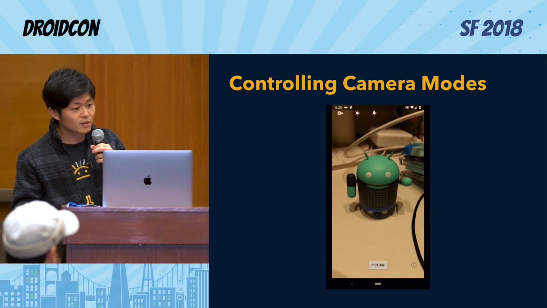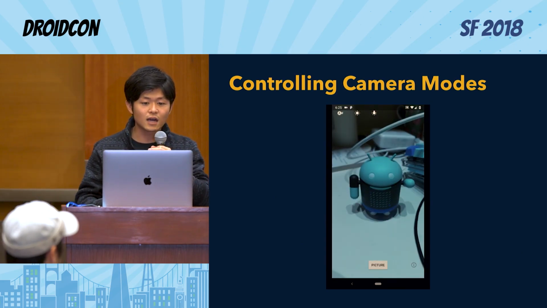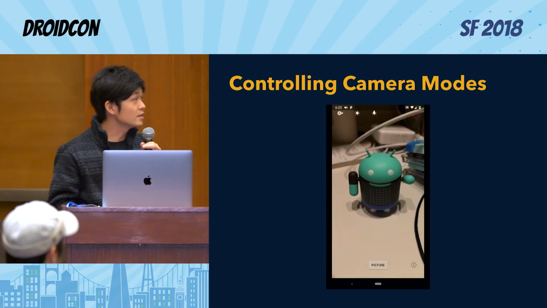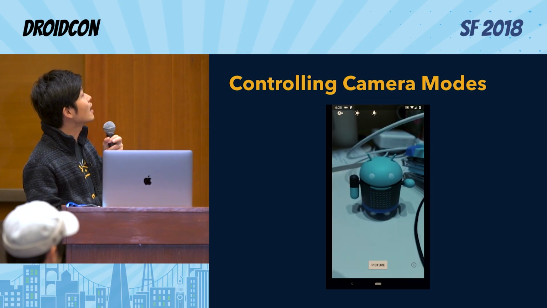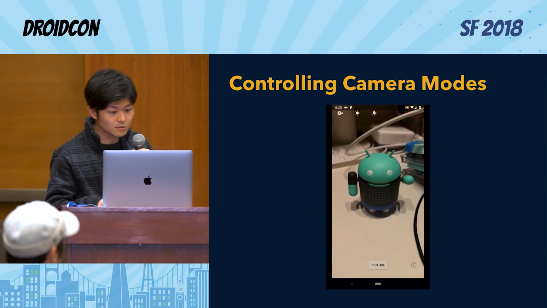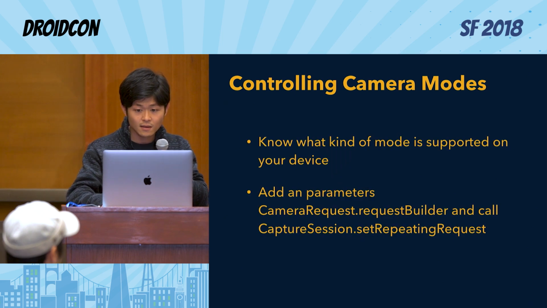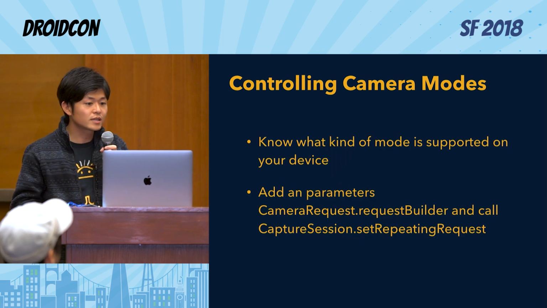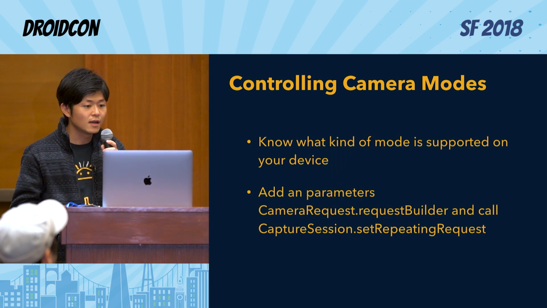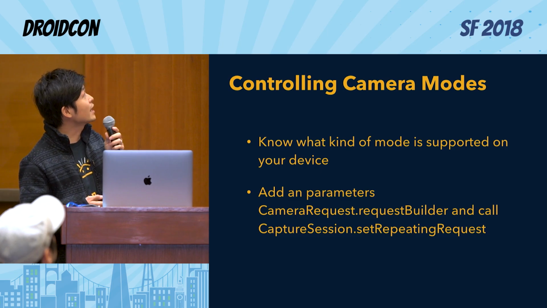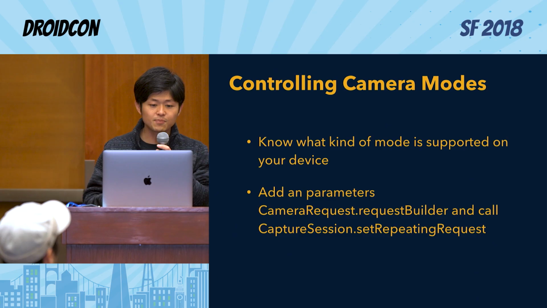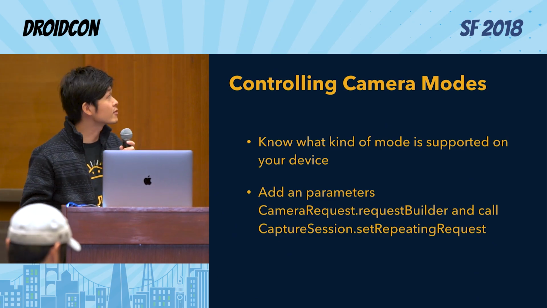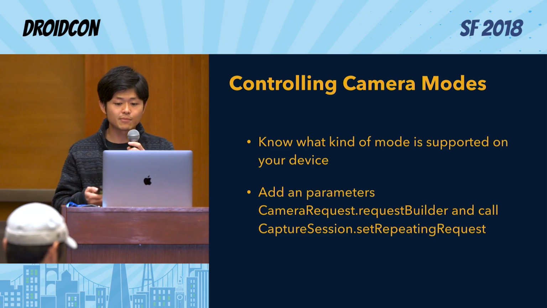So the next one I'm going to talk about is to change the camera control mode. In this example, I'm changing the white balance to light mode, sunny mode, and cloud mode. So how to change the camera mode is, first, you need to know what kind of mode is supported on your device. And the second one is to add parameters to the request builder and then use the set repeating request, just like we did in the preview.